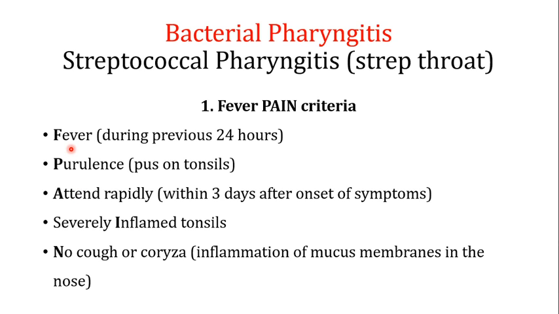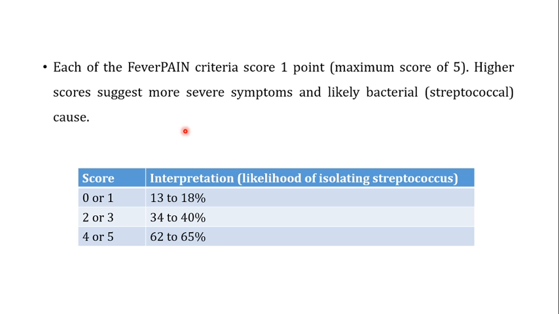The first thing you have to check is fever during the previous 24 hours, purulence, which is pus on the tonsils, attend rapidly, that is pain and fever within 3 days after the onset of symptoms, severely inflamed tonsils, and no cough or coryza, which shows inflammation of the mucous membrane in the nose. So in the FeverPAIN criteria, you have to check for these things, and each criterion scores 1 point. So the maximum score in the FeverPAIN criteria can be 5.